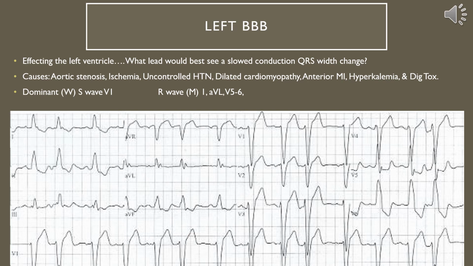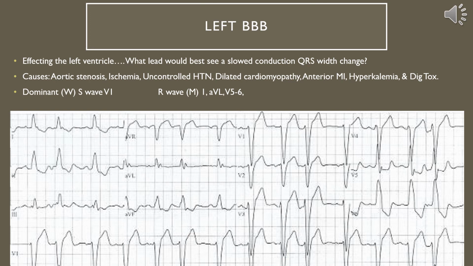V6 and V5, you can see how that S slowly tapers down. And then on AVL, you see that M notching formation as well on lead 1. You can see that lazy M just smoldering off. They can be notched M's. They can droop, as it does in lead 1.